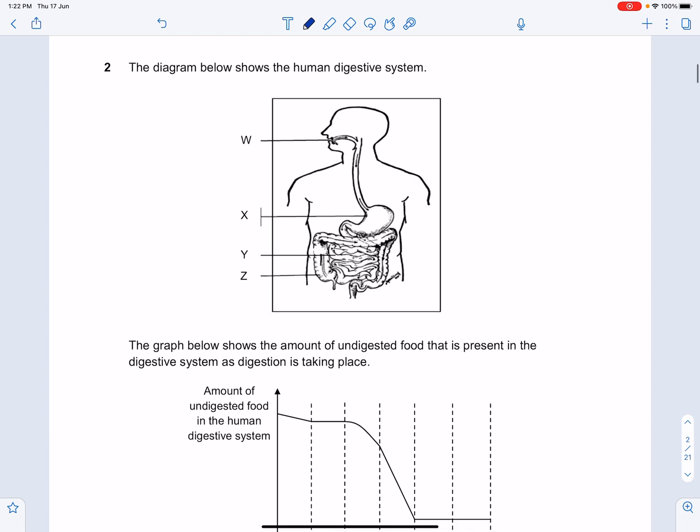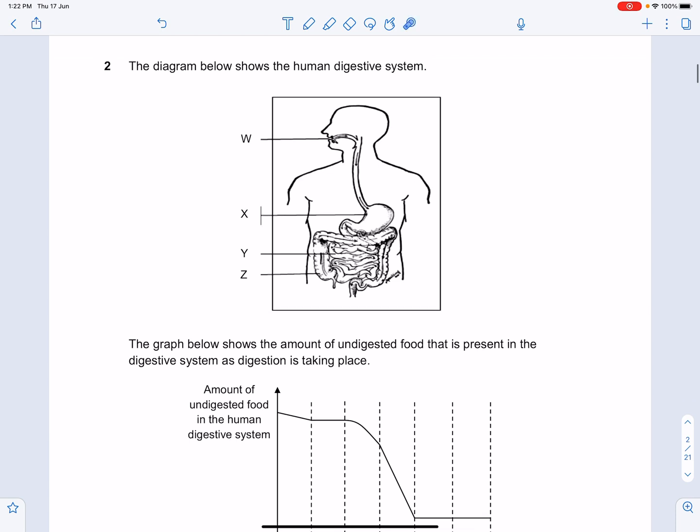Now moving on to question 2. The diagram below shows the human digestive system. When it comes to the human digestive system, you have to memorize. You have to be able to identify structures related to the digestive system, and you need to be able to state their functions.